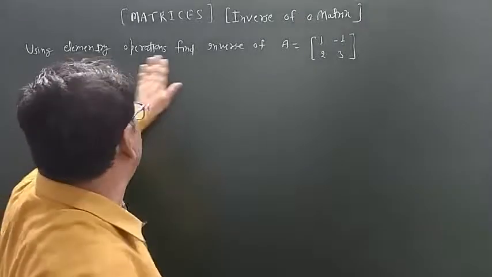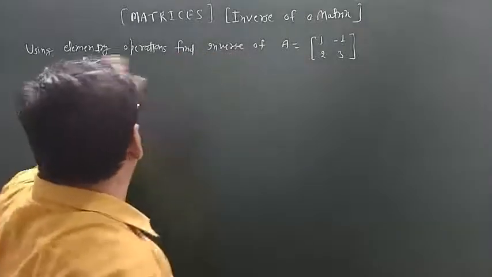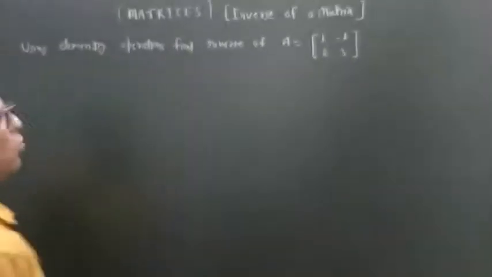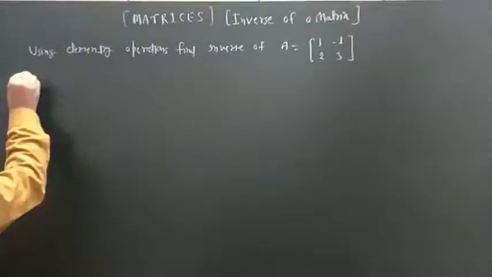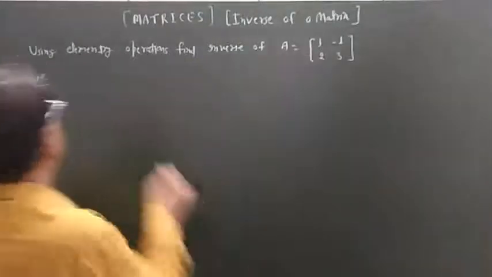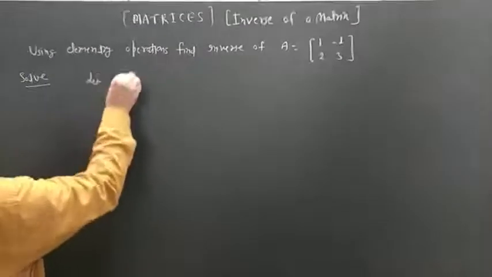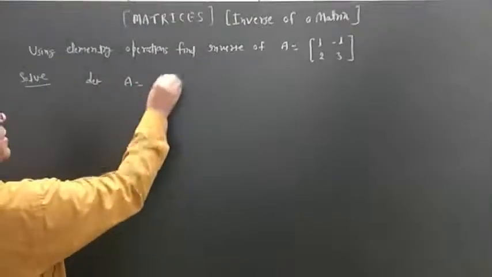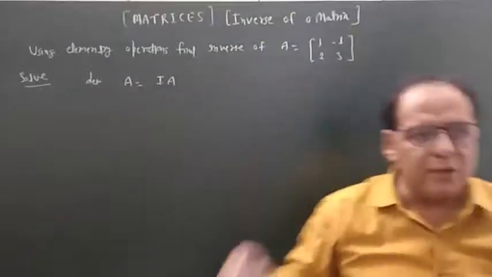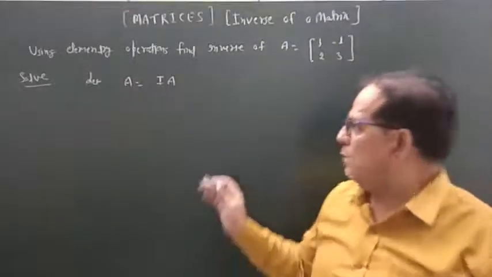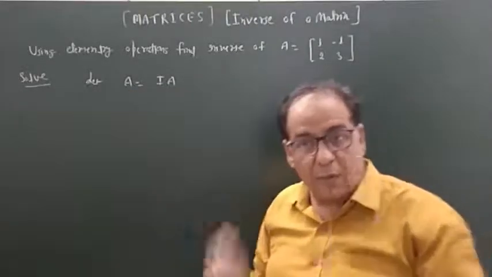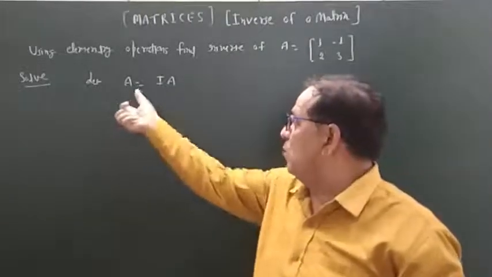So using elementary operations, find the inverse of A equal to [1 -1; 2 3]. When we apply row operation, we start with A equal to IA. This is the condition. If we start with column operation, then we start with A equal to AI.